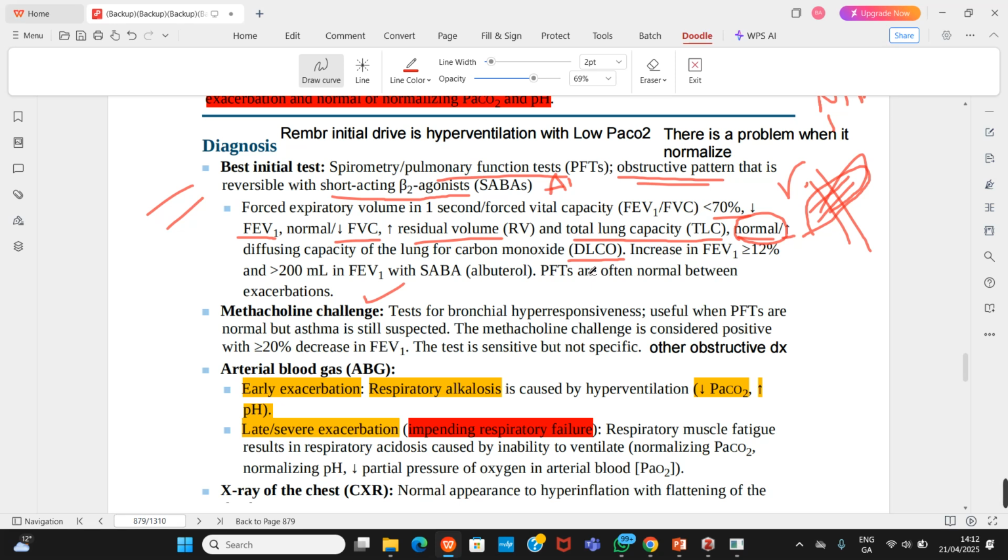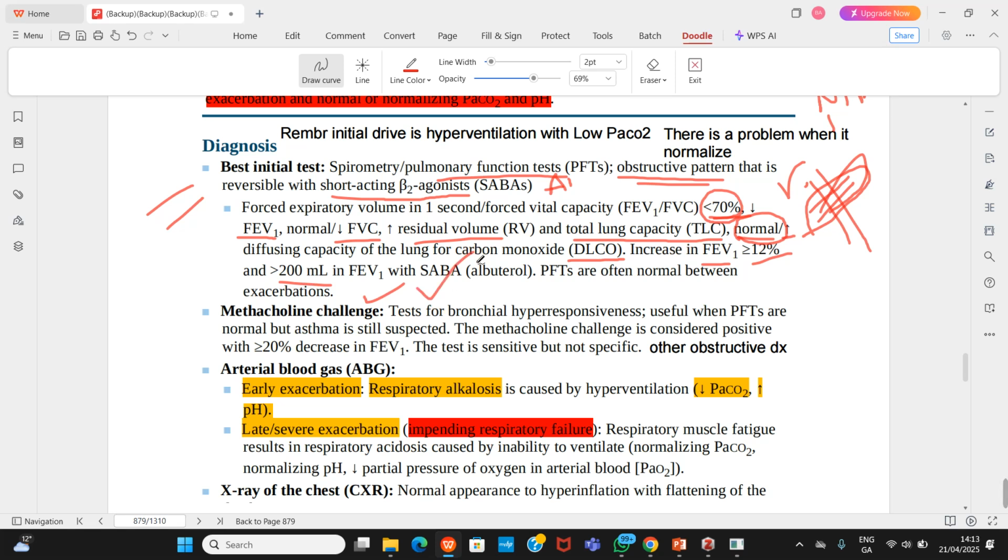So now, if we do a reversibility test, we try to reverse this reduced FEV1/FVC ratio. If we give a SABA, albuterol, is it going to go back to normal? Yes. In people with asthma, it usually goes back to normal. And how do we know that it has gone back to normal? You check your FEV1. Are you having an increase of more than 12%? Or an absolute volume increase of more than 200 mL? If you're having more than 12% increase in the FEV1 or a volume increase of 200, you can say that is a positive reversibility test.